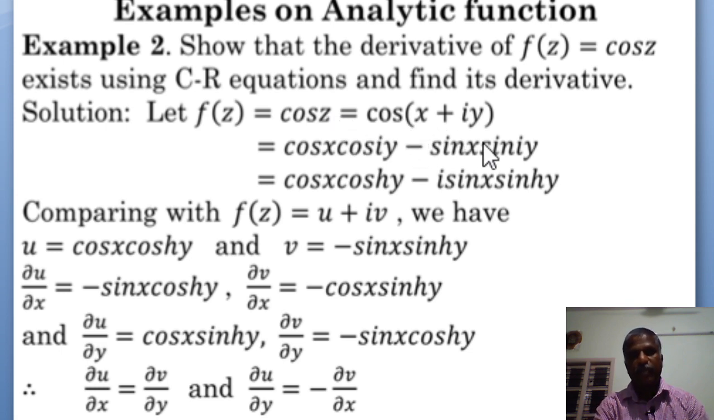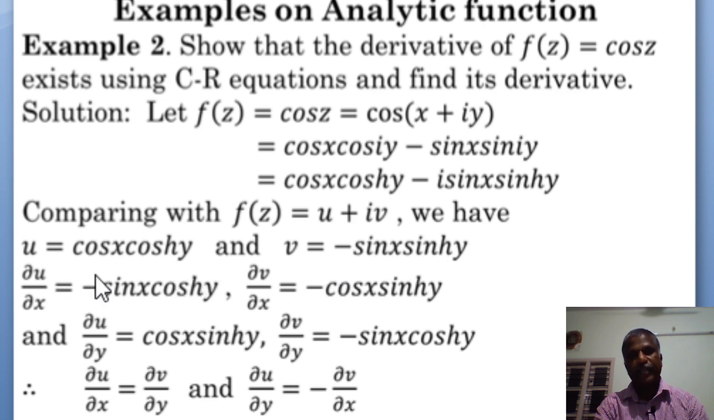So it is cos(a + b) = cos a cos b minus sin a sin b. That is cos x cos iy minus sin x sin iy. Cos iy, as we know, is cosh y, and sin iy is i sinh y. So here we get the real part u = cos x cosh y, and the imaginary part v = minus sin x sinh y.